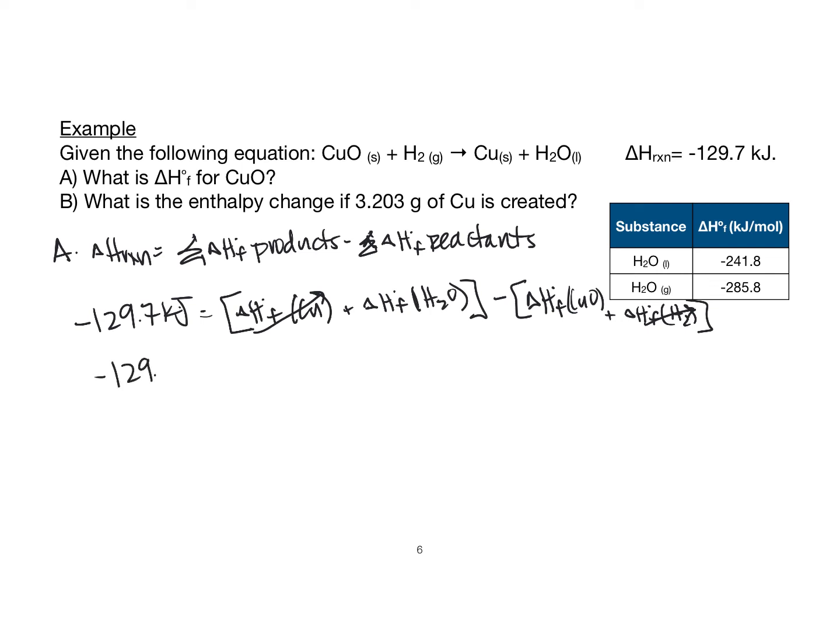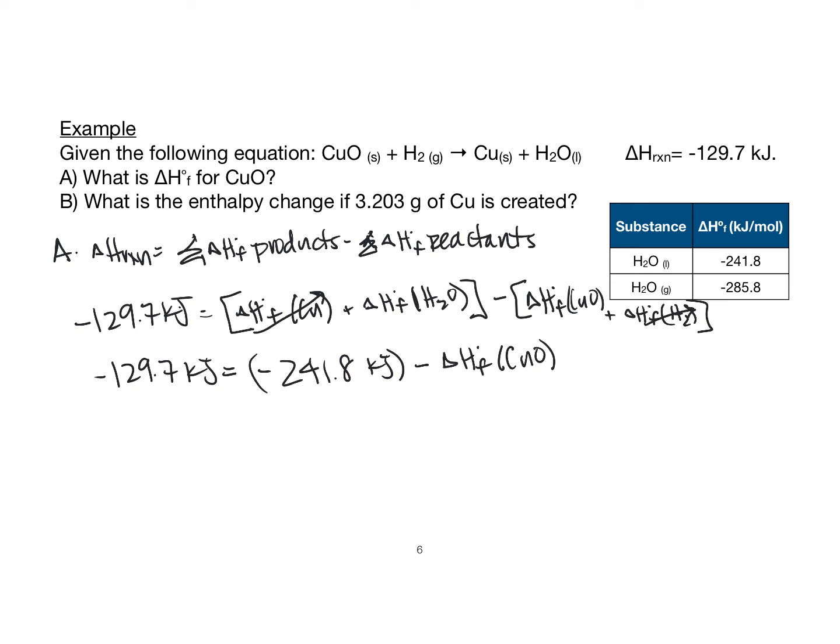So it's negative 129.7 kilojoules equals negative 241.8 kilojoules minus delta H not F of copper oxide. So we need to solve for delta H not F of copper oxide.